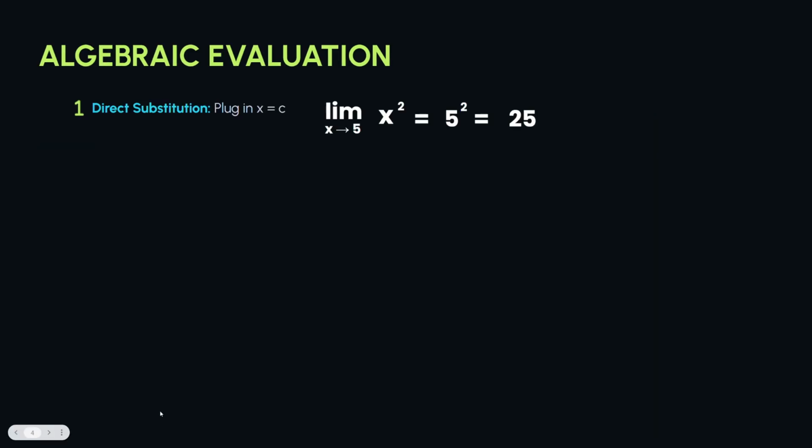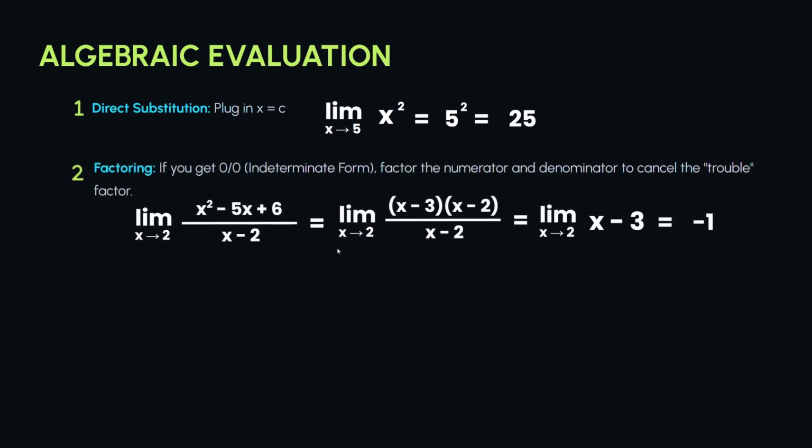When you aren't looking at a graph, you'll need to use algebraic evaluation. Your very first step should always be direct substitution. Simply plug in x equals c. If direct substitution gives you a real number, like plugging 5 into x squared to get 25, you are done. However, if direct substitution results in 0 divided by 0, you have encountered an indeterminate form. When this happens, you have a few tools.